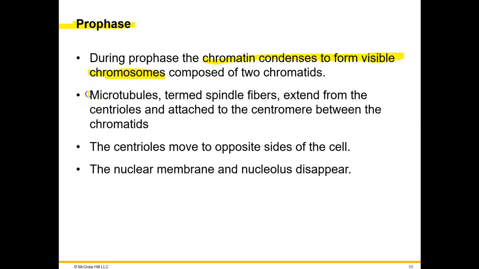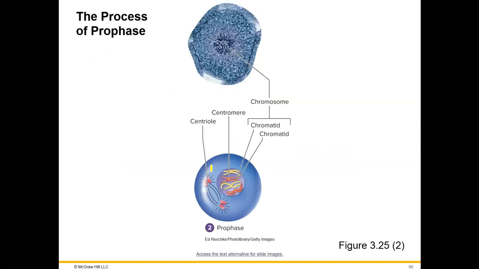We also see microtubules that we call spindle fibers attach to the centromere of each chromosome. The centromere is where they're connected. Centrioles will begin to move to opposite ends of the cell, and the nucleus will disappear. That includes the nuclear membrane and includes the nucleolus. All of that will disappear. So this is what prophase looks like.